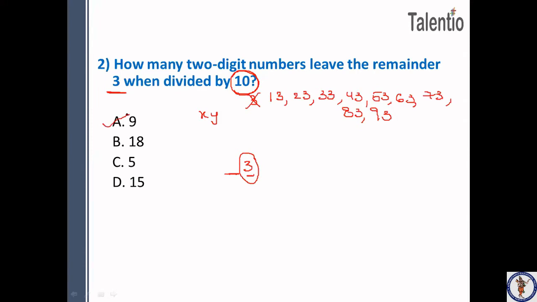Okay. Clear? So how many two-digit numbers are there? Leaving the remainder 3 when divided by 10 means it is 13, 23, and so on, 9 numbers are there. Now you may have a doubt, ma'am, in the case of 9, if we have 9. So in the case of 10, if we have 9. So when will you get remainder 3 when divided by 9?